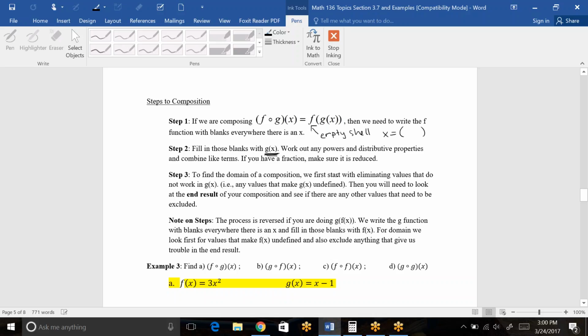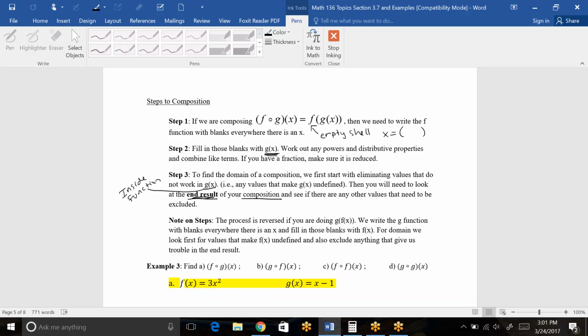To find the domain of a composition, you first start with eliminating values that do not work with the inside function. So I'm going to specify inside function, the one that got plugged in. Then you will need to look at not the other function, but the end result of your composition. So sometimes after simplifying down all of the stuff in step 2, you'll create new issues with what your actual problem is. So those are the two things. You look at the inside function for what needs to be restricted there, and you look at the end result to see if anything new needs to be restricted as well.